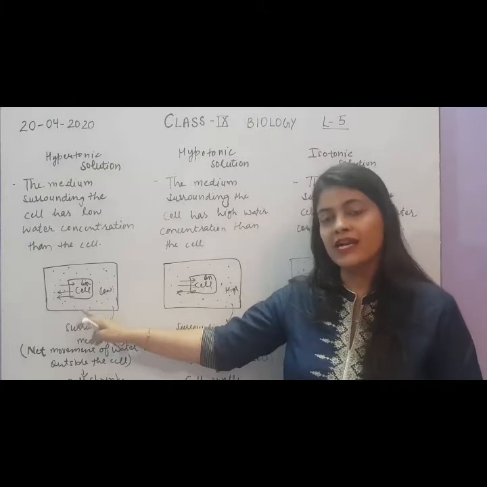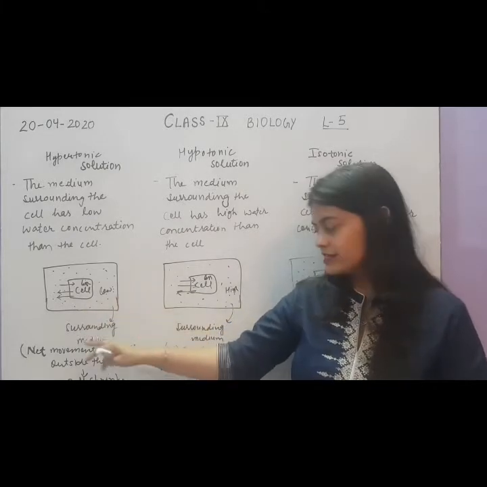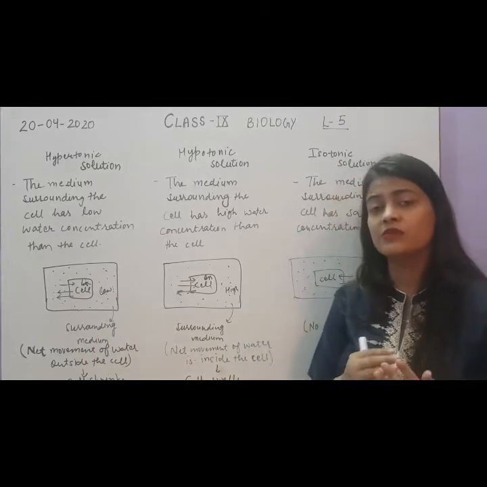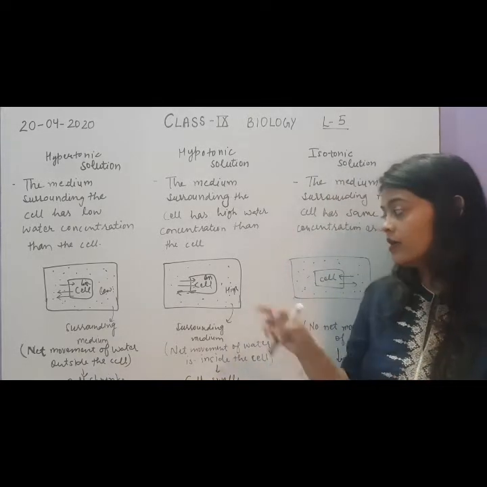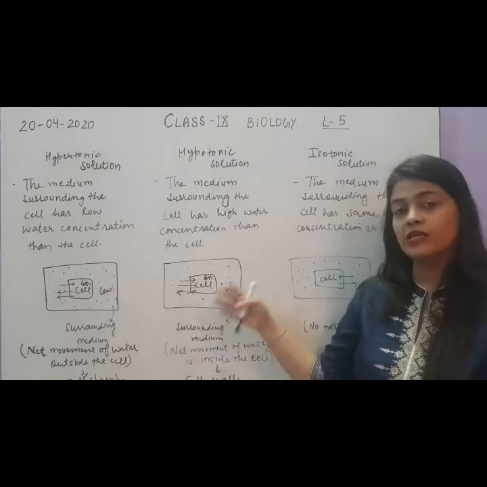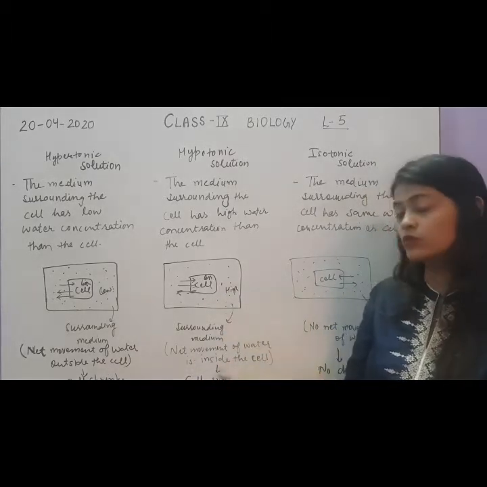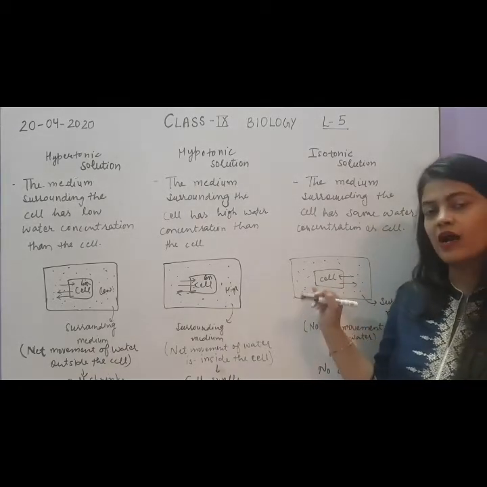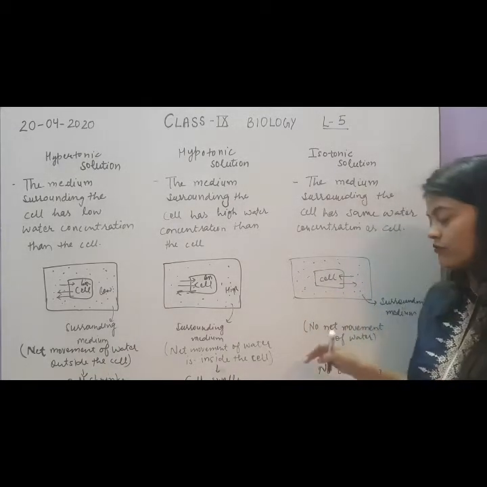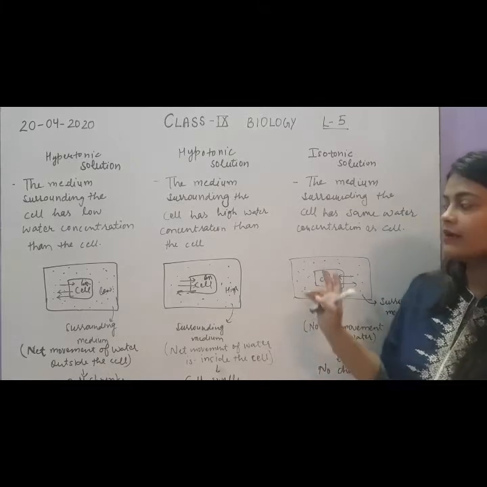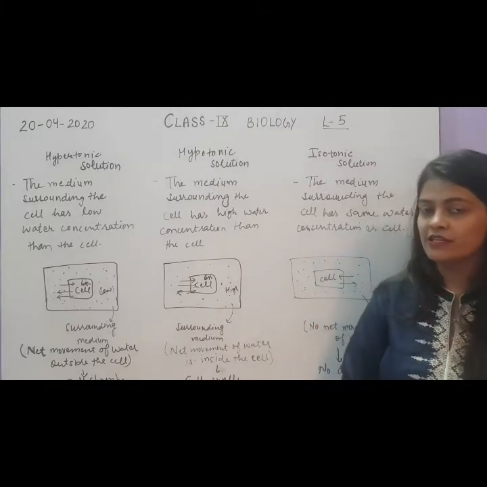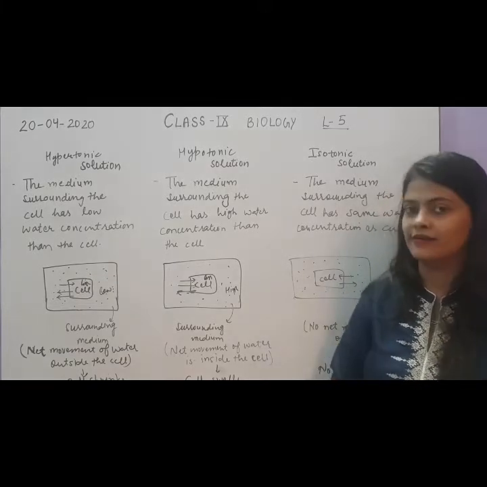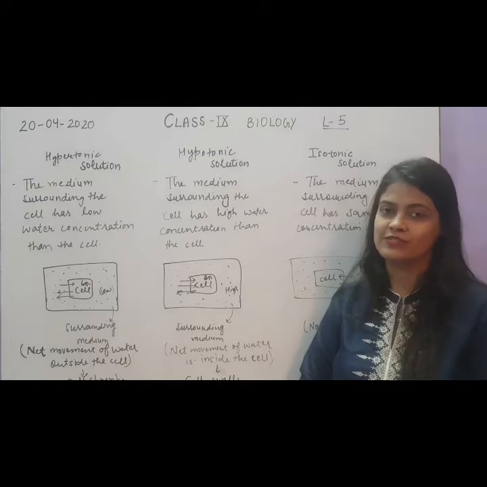In this there will be net movement of water molecules outside the cell, due to which the cell will undergo shrinkage, because if water keeps getting removed from anything, it shrinks. And in this case the water is going inside the cell, so the cell will swell up. But in this case both the movements, outside and inside, are the same, so there will be no change in the cell. And related with this, we have 2 activities in your book also. We will discuss the activities also, that will make you more clear regarding these 3 types of solutions.